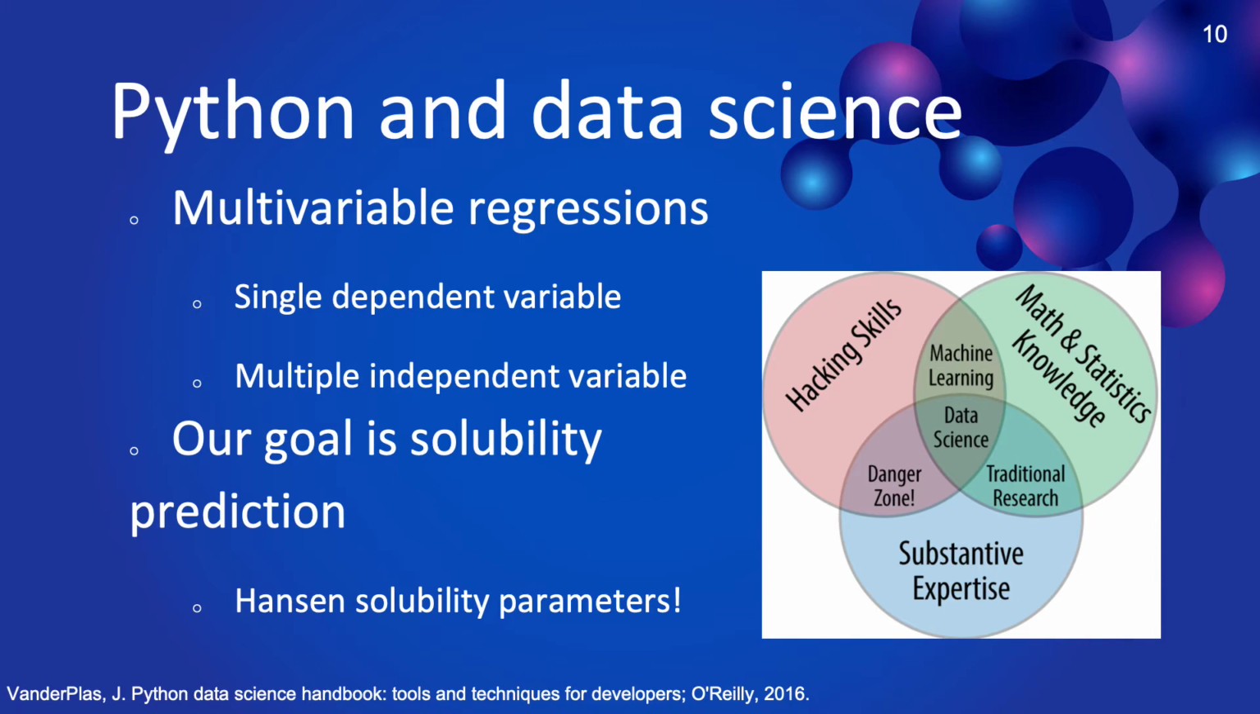And we wanted to use these skills to generate multivariable regressions, which are regressions that have a single dependent variable and two or more independent variables. And recall that our goal for this project was to create a solubility prediction. So this means that the Hansen solubility parameters would need to be the dependent variables for each regression.